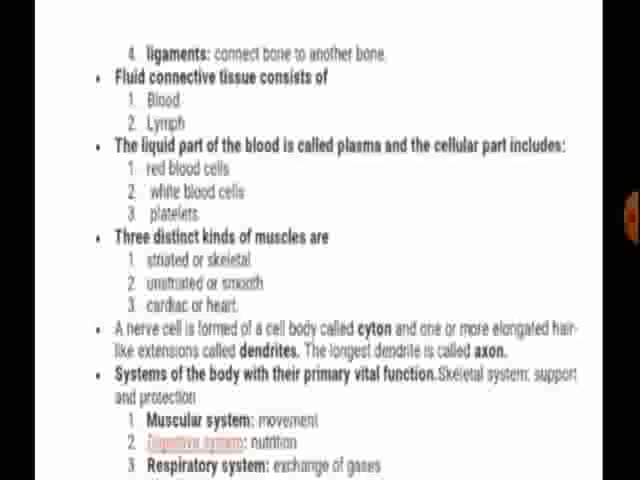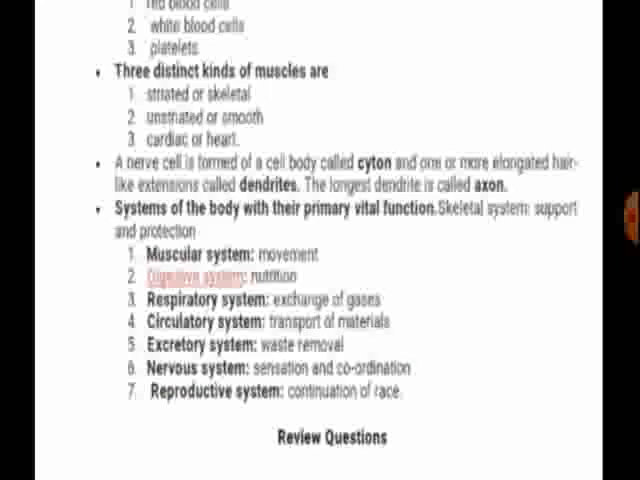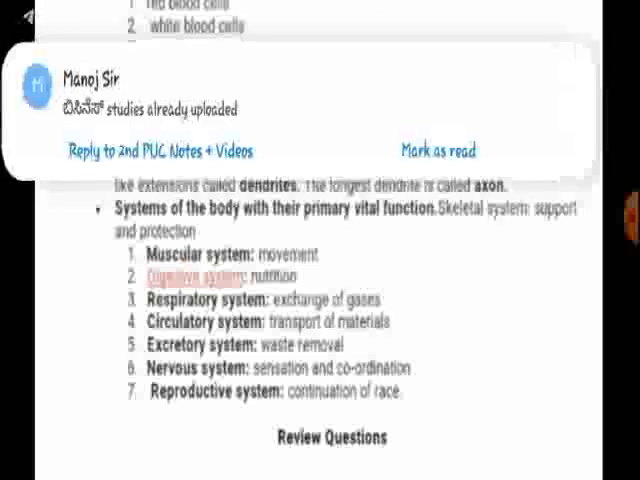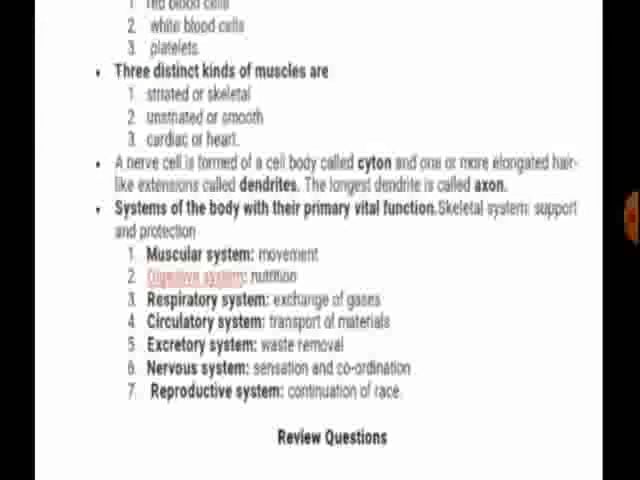Next, three distinct kinds of muscles: striated or skeletal, unstriated or smooth, and cardiac or heart muscle. Nerve cells have elongated hair-like extensions called dendrites, and the longest one is called the axon. The nervous system you may have seen.